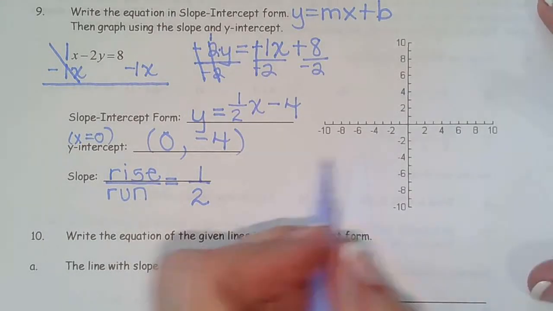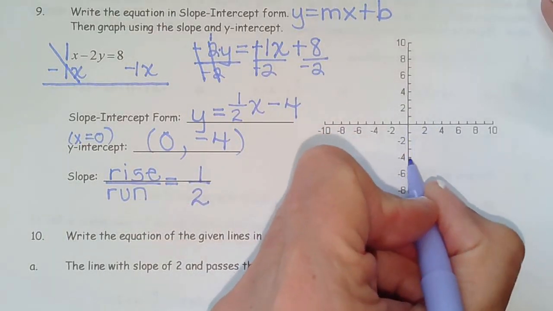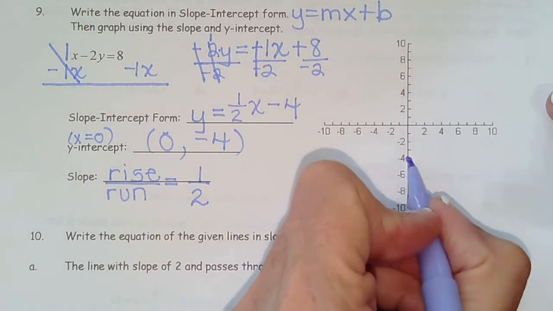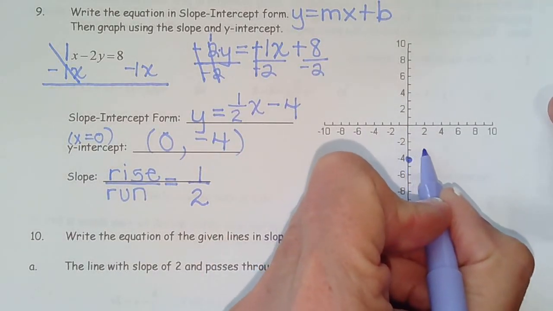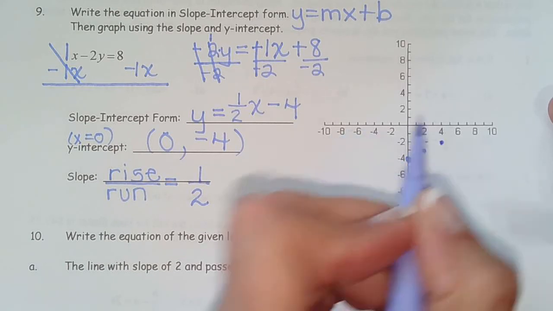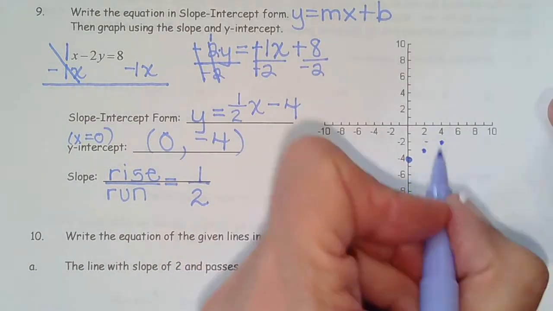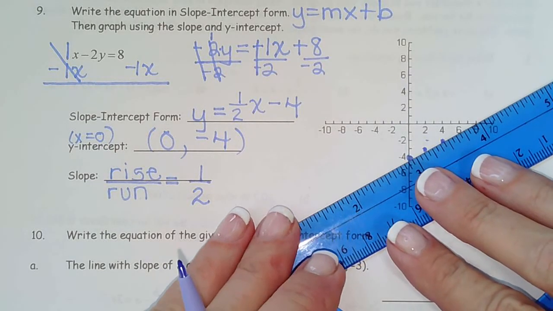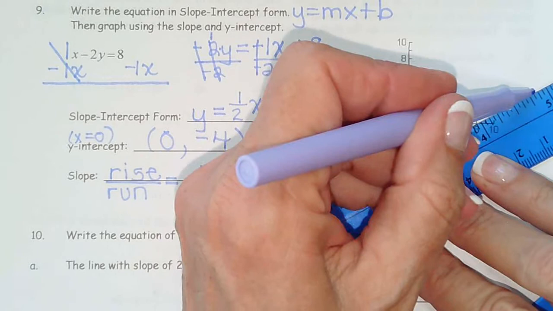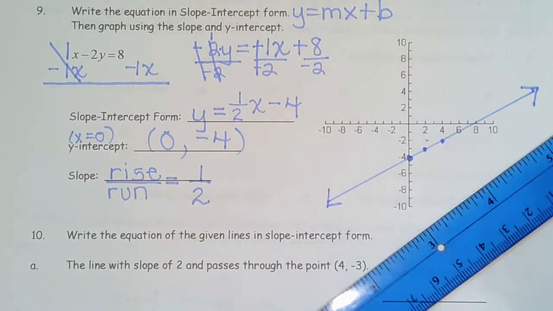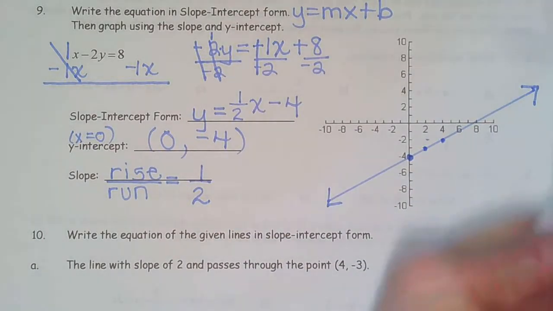So to graph, we learned that first you graph the y-intercept, 0, negative 4. And then from that point, you rise 1 and run 2. So rise 1, run 2, rise 1, run 2. And there's my 3 points. And we're ready to connect. And arrows on both ends. And remember, you can do more than 3 points, but you should never do less. So 3 should be the minimum. And there's our nice, slightly beautiful line.